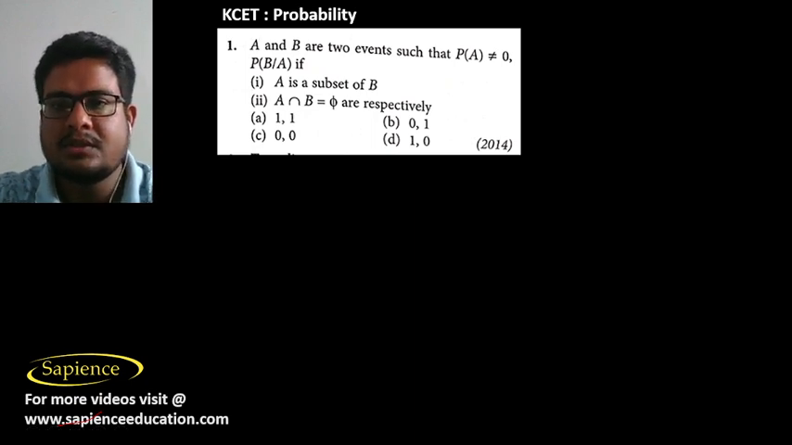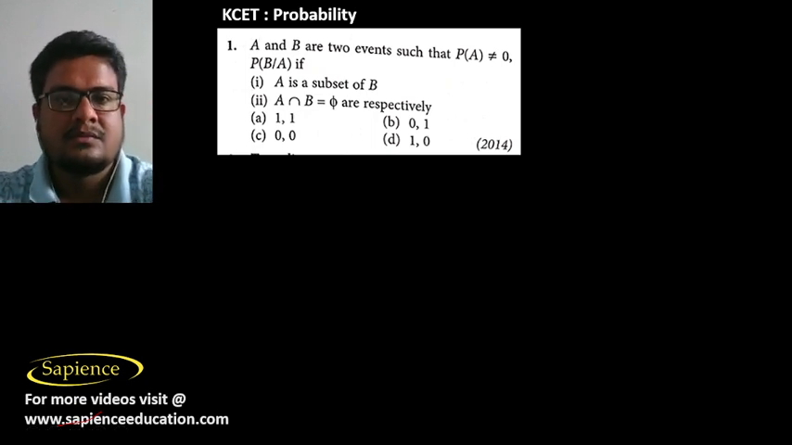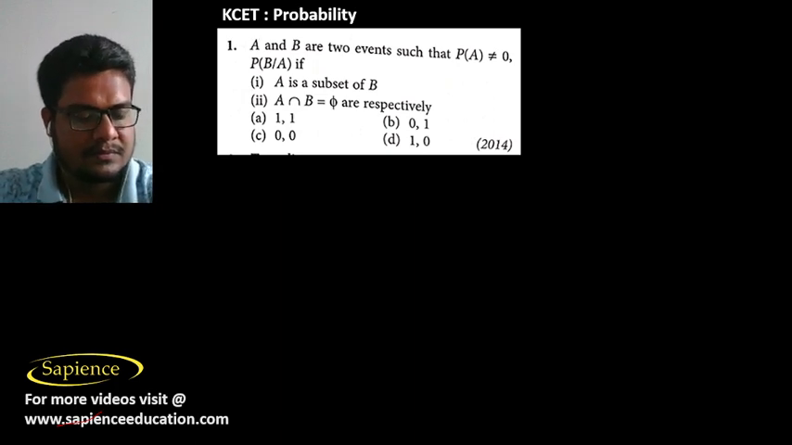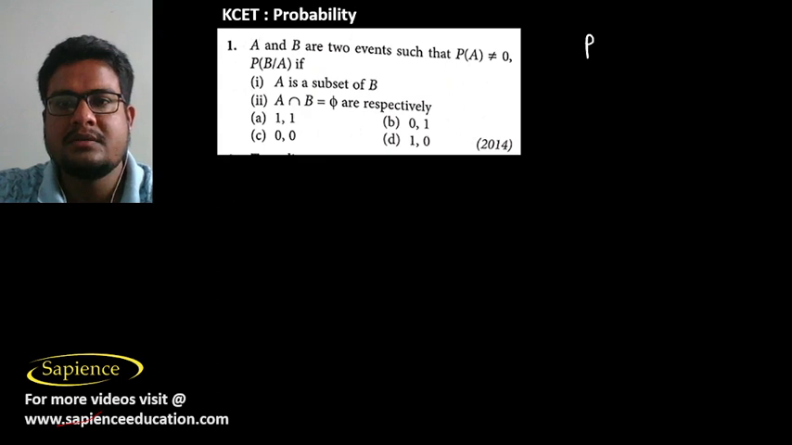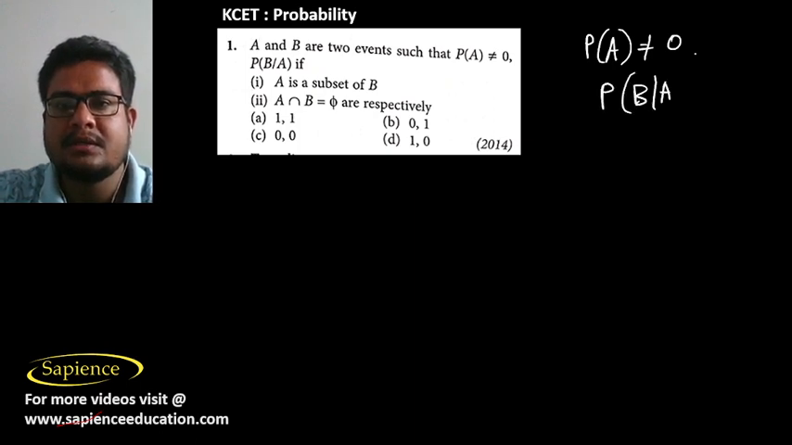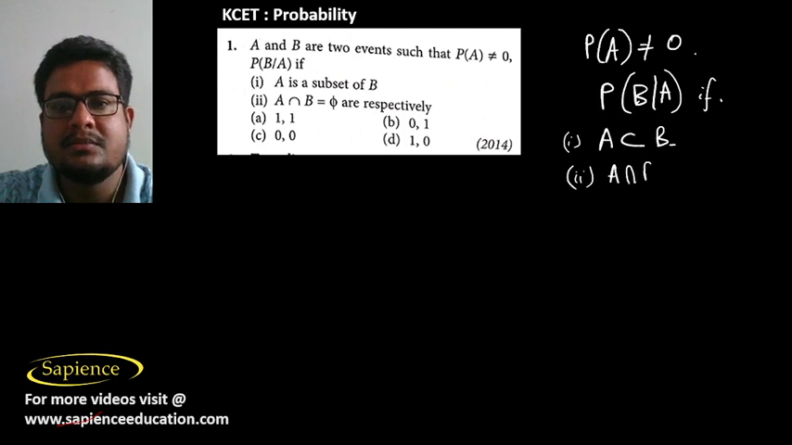So here we shall start from number one. Here it is told that A and B are two events such that the probability of the event A is not equal to 0, then the probability of B given A, if A is a subset of B, the second is A intersection B equals to phi, are respectively.